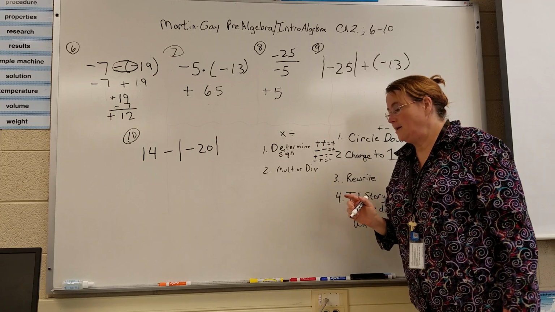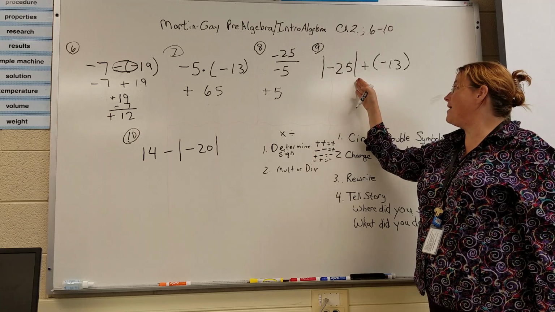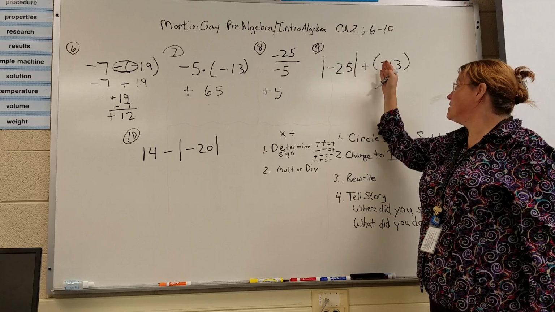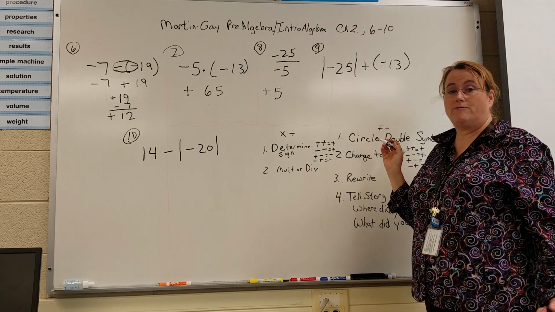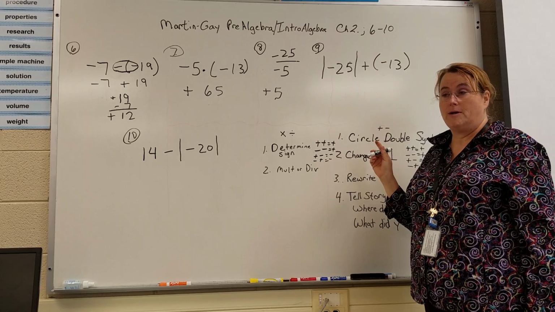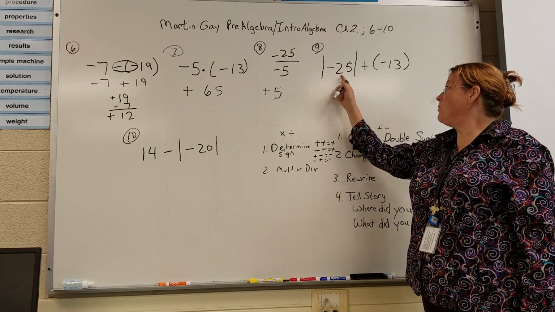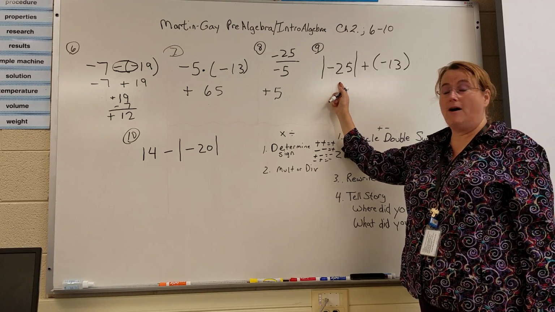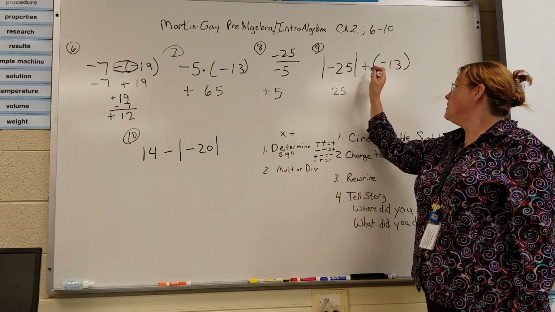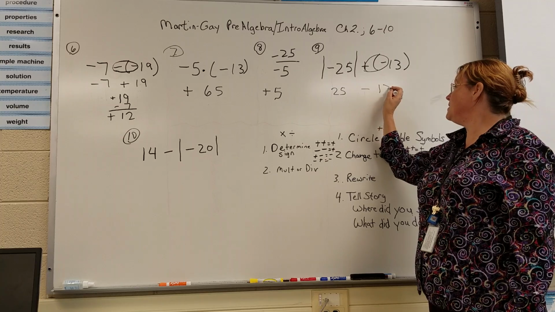Question number 9. This one has something we've maybe not talked about. It's called the absolute value of negative 25 plus negative 13. So we have 2 things we have to deal with here. We must deal with the absolute value. Absolute value means how far away from 0 is it? So how far away from 0 is negative 25? It is 25 steps away from 0. A plus and a minus is a minus 13.